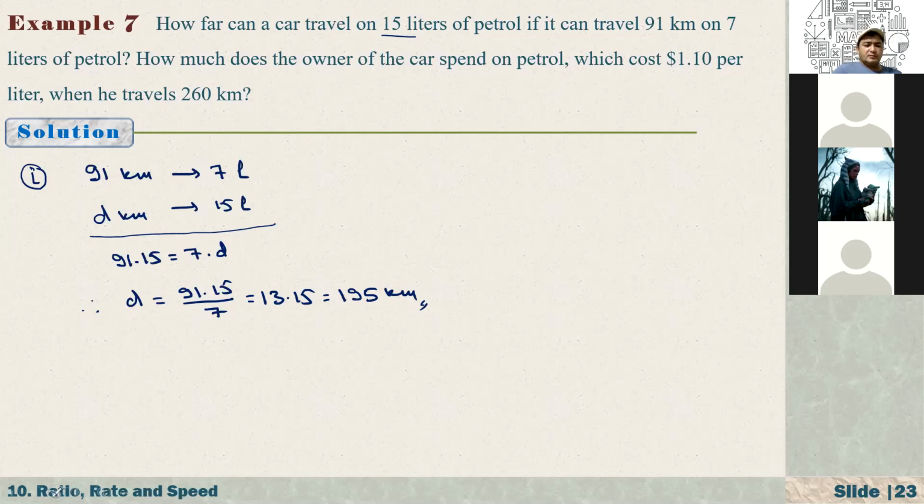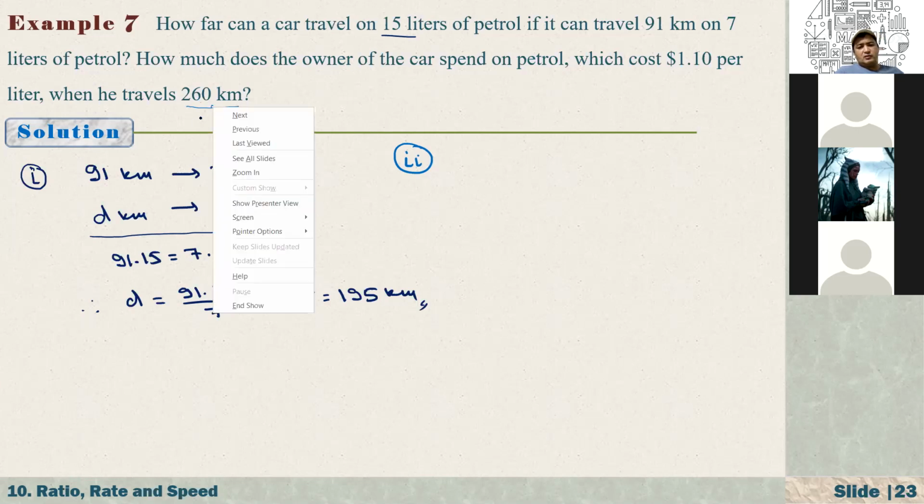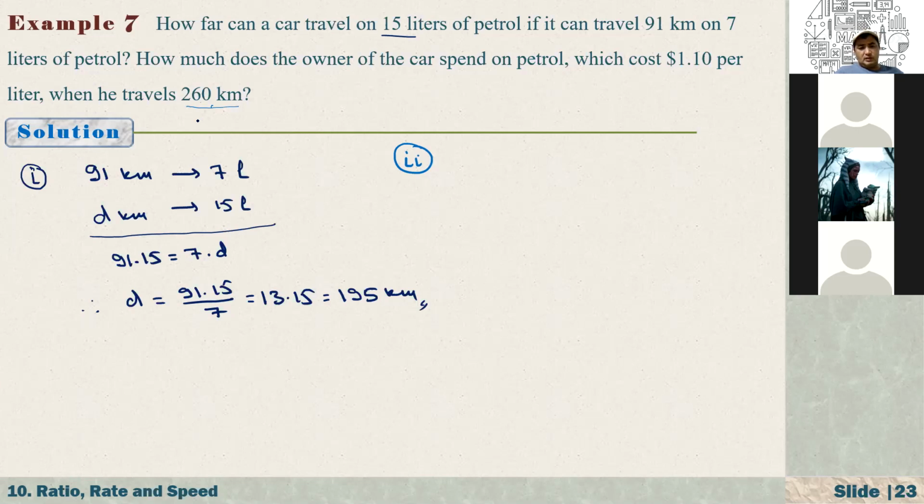All right. And how about the second part? The second part of the question says, how much does the owner of the car spend on petrol, which costs $1.10 per liter when he travels 260 kilometers? To answer this question, for 260 kilometers, how many liters of petrol are needed? First, we have to answer that. And after that, we will just multiply this by 1.10 per liter, because that's the cost, then we can calculate the total cost.